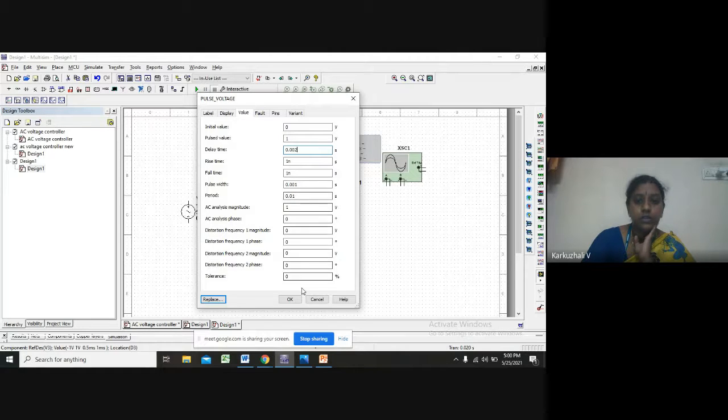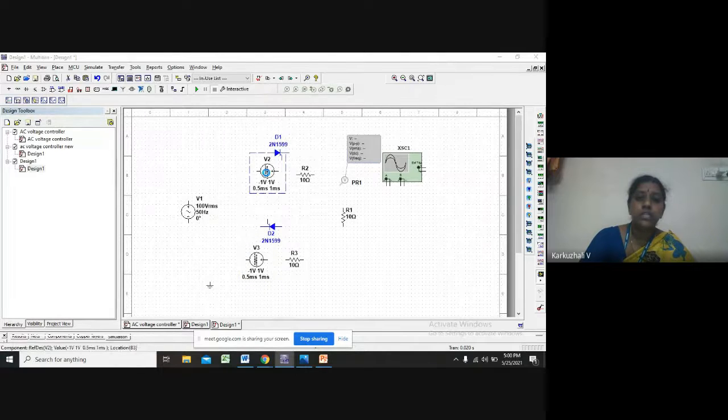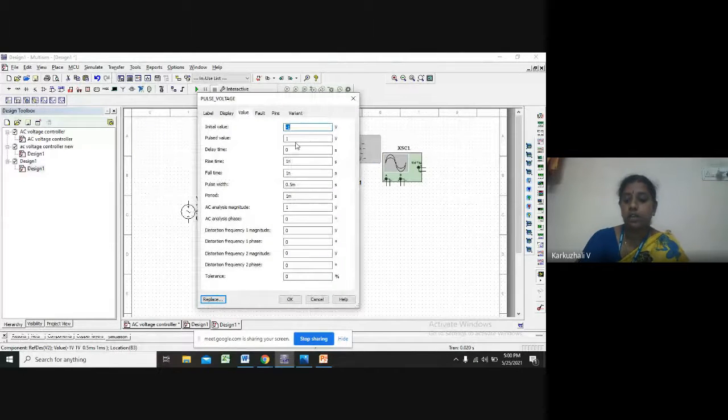Okay, so this is how you change it. This is very, very important, so please copy down and note this, so that the pulse waveforms are given, that is, the SCRs are triggered properly. Only when the SCRs are triggered properly will the output obtained be correct. Similarly, change it for the other pulse generator also.